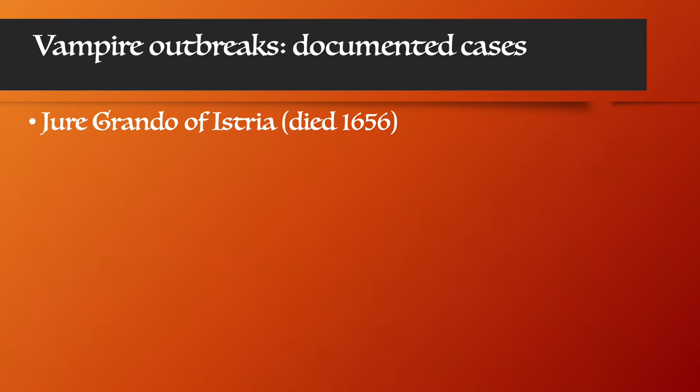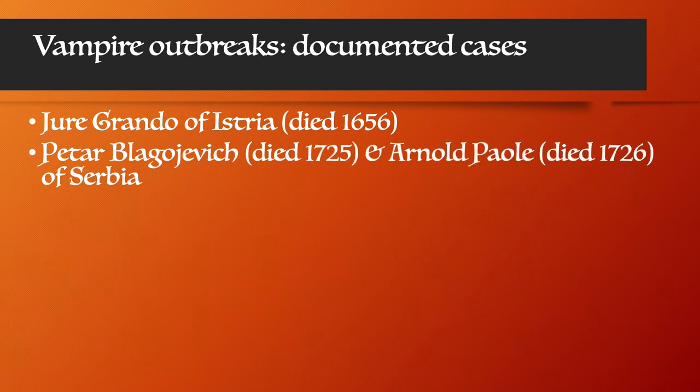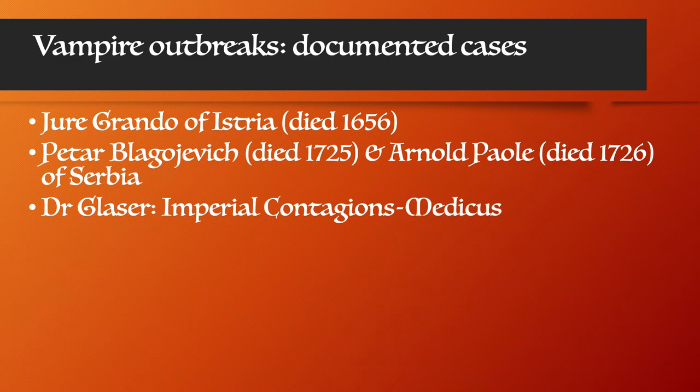Perhaps more significant than this 17th century case were the 18th century cases of Petar Blagojevich and Arnold Paula of Serbia, who supposedly returned from the dead and killed a number of villagers. What's interesting about these cases is that the villagers complained about the spate of deaths to the military authorities, who sent an infectious diseases specialist to investigate. Dr. Glazer dug up the corpses that had supposedly been killed by these vampires and found, to his surprise, that a number of the bodies had not decomposed and many were swollen, lifelike, and had blood in their mouths.